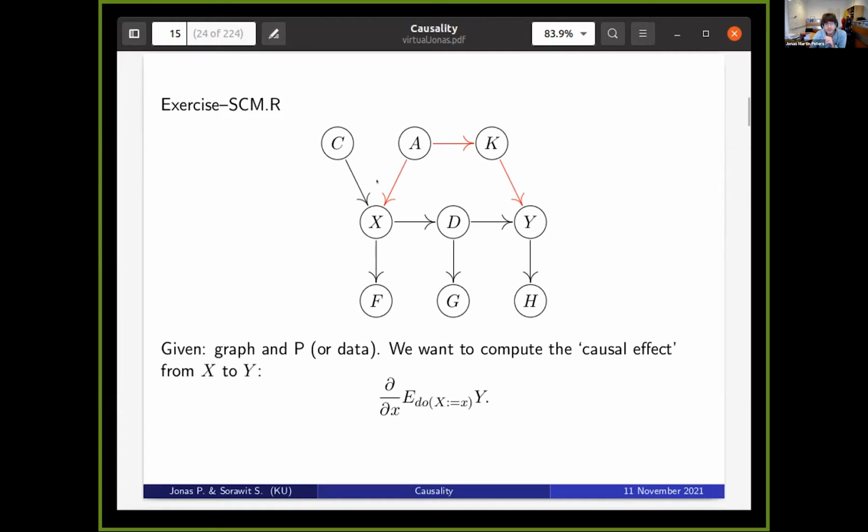Because if I intervene on x, well, then this red path is sort of not there anymore. The question is now, can we somehow estimate this if we don't have access to the interventional data, but we only have access to the observational data? This problem is studied a lot, and there are many different techniques. Maybe you have heard about covariate adjustment, doubly robust methods, targeted learning, or propensity score matching.